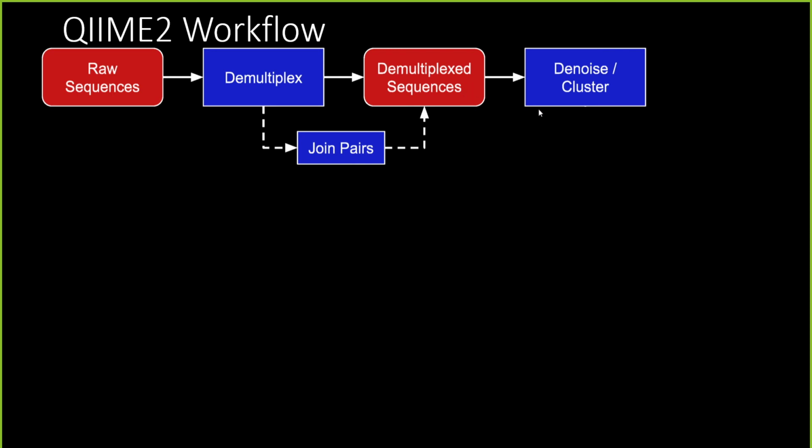And from there, the next step is to do the denoise and clustering. But I was surprised to see that they didn't actually say that there actually needs to be a quality control step between these two.